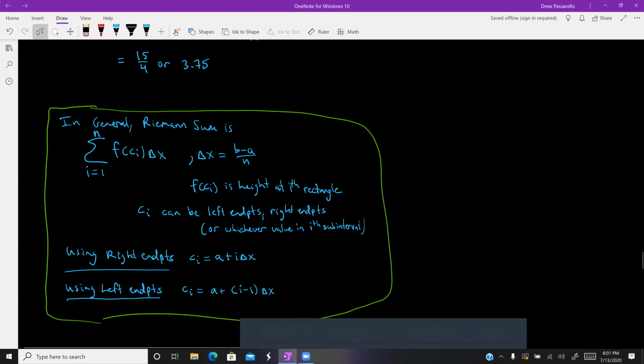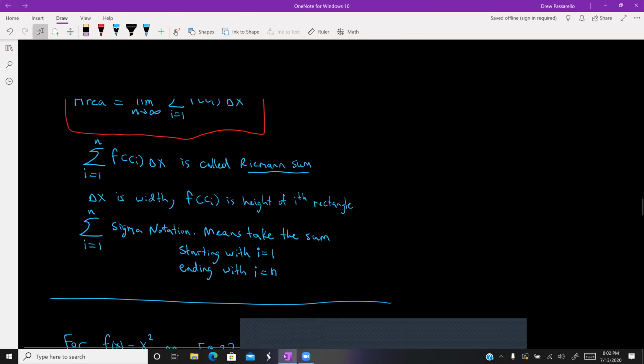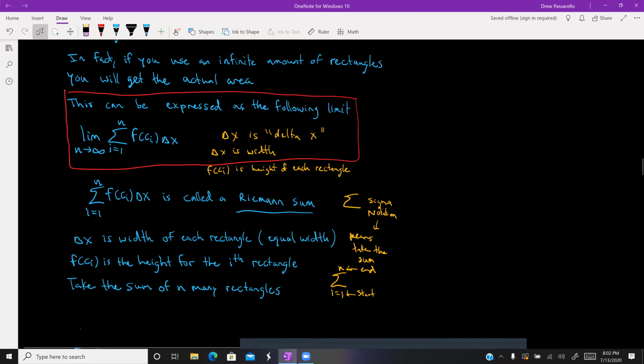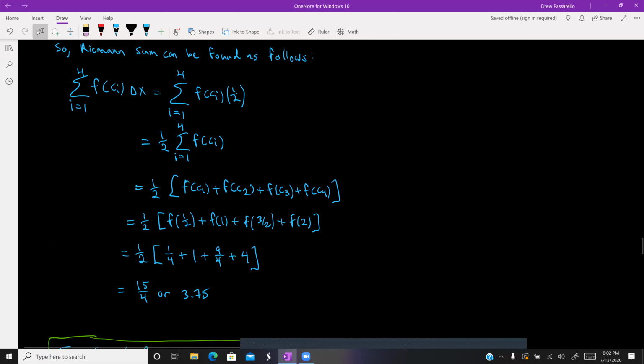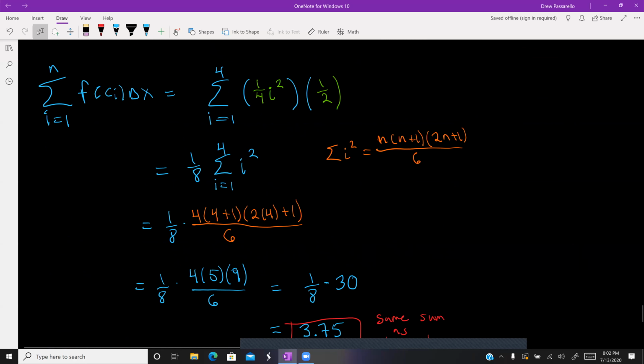And earlier I did it without doing the ci part. Let's see, where was it? Yeah, right here's where I did it. Basically I was doing the same thing. Instead of having to find f of 1/2, f of 1, f of 3/2, and so forth, you have a general formula for each one of those values, and it's f of ci, or whatever ci is.